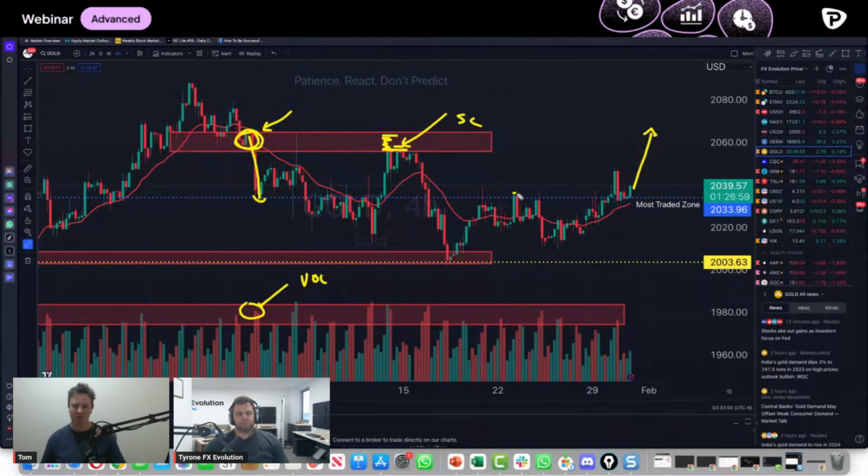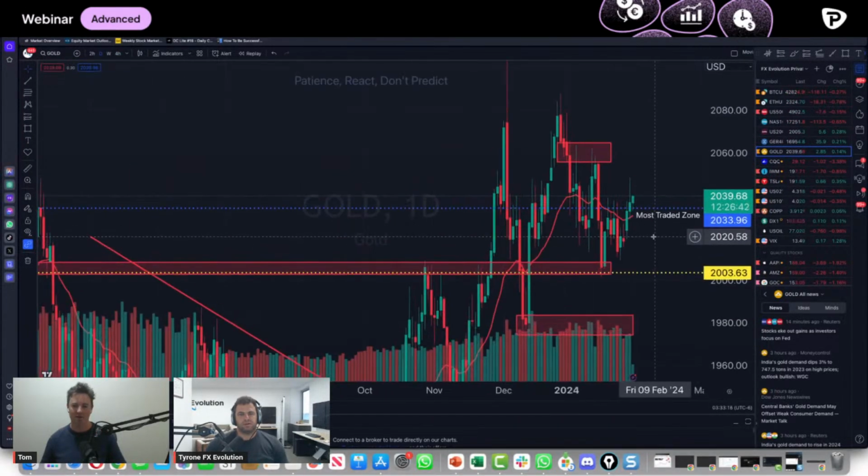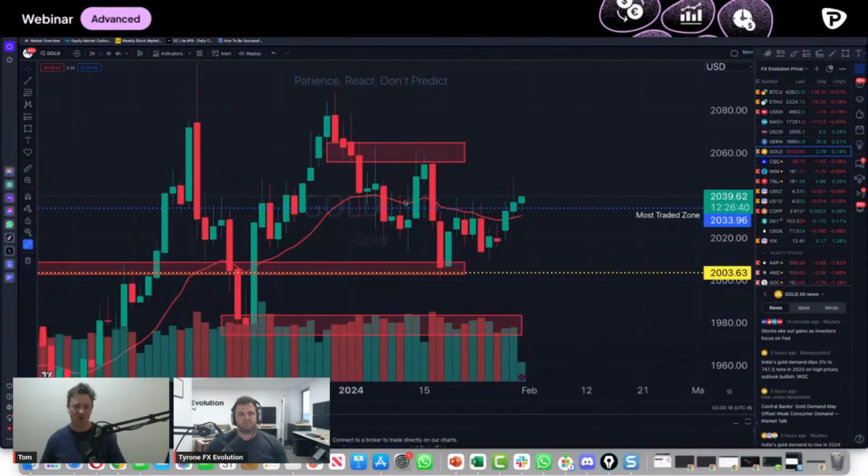And at the moment, because the price is trading daily above the most traded zone, it's kind of trying to move towards 2060. Now, will it be successful? This is not the best setup I've ever seen, but it has closed above. So what's your opinion, Ty, when we close above in a zone like this from a technical perspective? We've actually gone above these wicks, haven't we? Above these low closes.